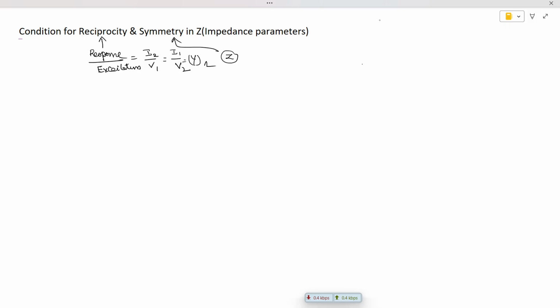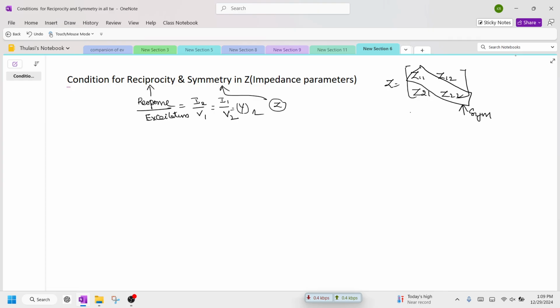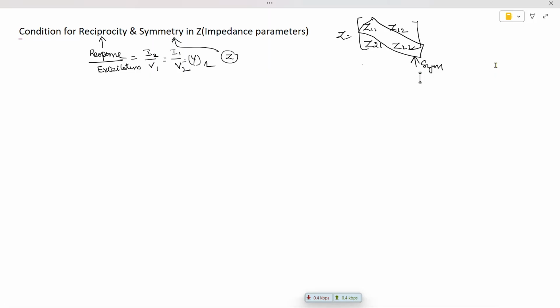Before solving, I will make things very clear. The Z parameters can be represented as Z11, Z12, Z21 and Z22. The condition for symmetry is on the diagonal: Z11 is equal to Z22 is the condition for symmetry. And the condition for reciprocity is Z12 is equal to Z21.